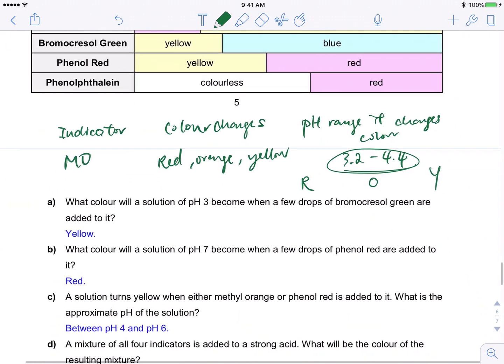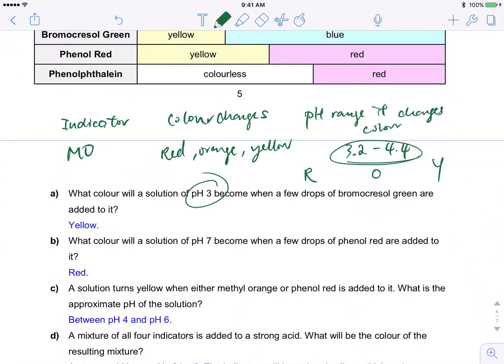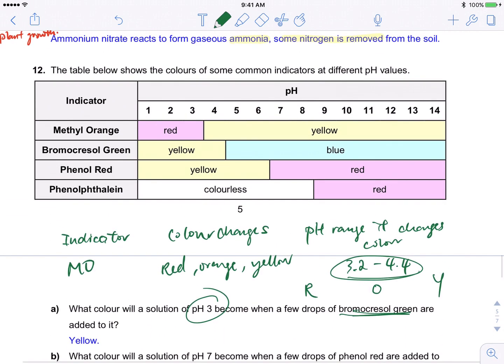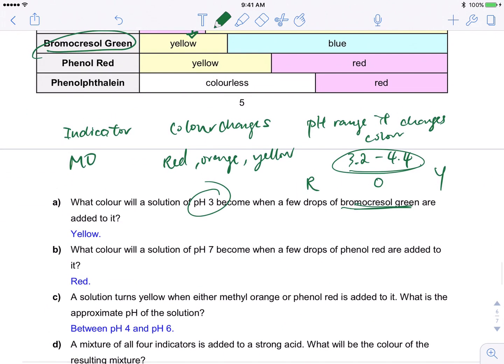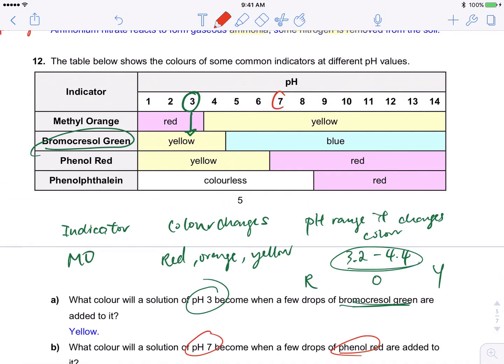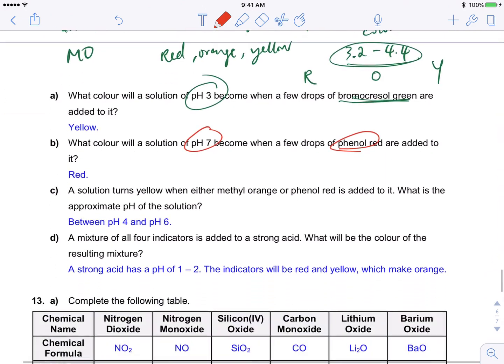Okay, for instance, what color will a solution of pH 3 become when we have bromocresol green added to it? pH 3, circle the pH, bromocresol green, this indicator, draw an arrow down, you'll see that it is yellow color, so it is yellow. What color will it be when a few drops of phenol red are added at pH 7? pH 7 is here, phenol red is here, draw a line down, it is red color, so it is red.